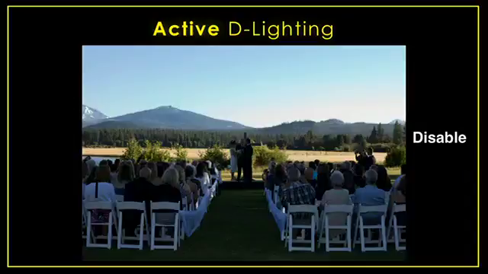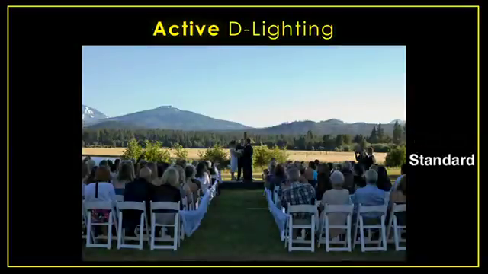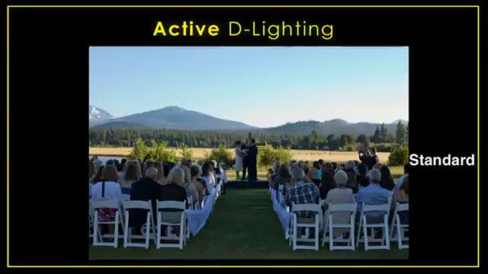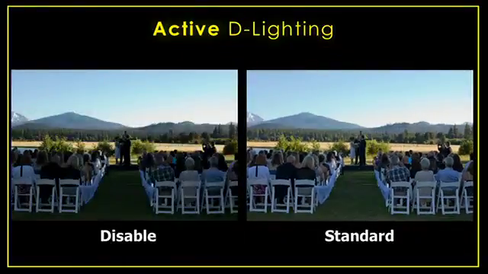So in this image, the shadows are a little dark and we might want to see a little bit more information in the shadows. If we turn on active D-lighting, one of the things that it does on a regular basis, like this, is it lightens up the shadows a little bit. It also plays a little bit with the highlights as well to make sure they're not overblown. And so in this particular scenario, I prefer the standard look where it has lightened up the shadows.